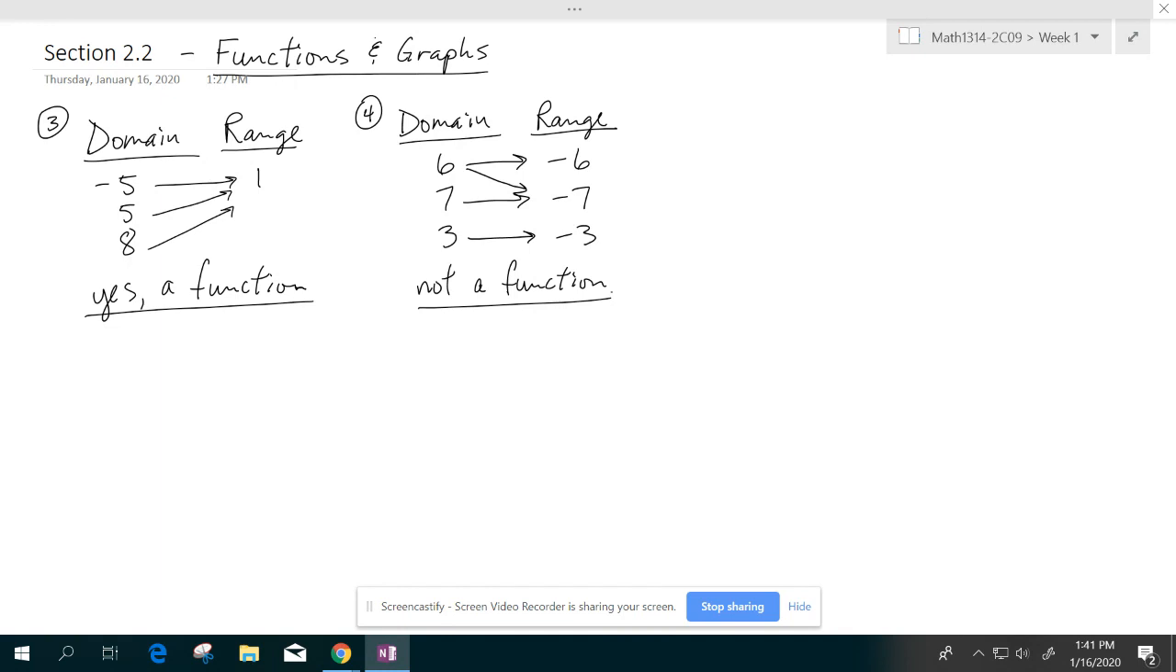I think I will. Let's go to, and I'm going to skip all the way to number 51. I'm going to skip some stuff because 51 and 55 are similar to 3 and 4.